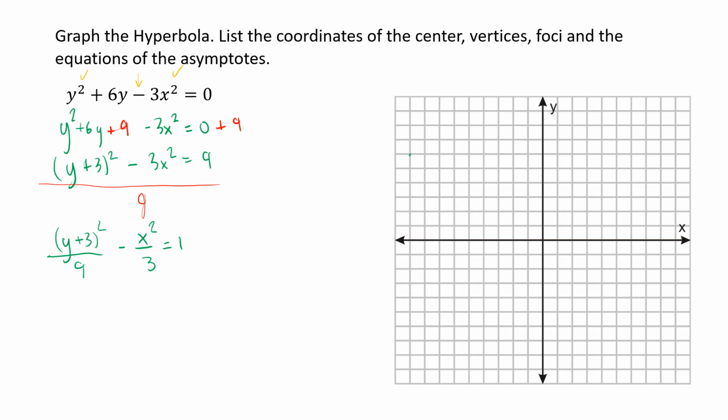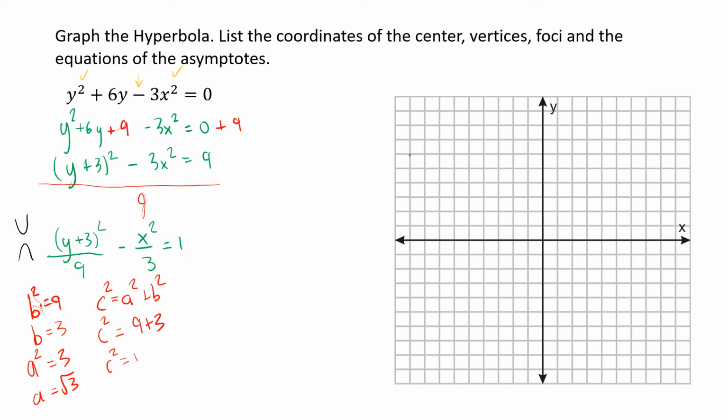So right away the y term is positive, so I know this is going to be an up and down hyperbola. I know that b squared is 9, so that means b is going to be 3. I know that a squared is 3, so a is going to be the square root of 3. And if I wanted to find c, which I do, c squared is just a squared plus b squared. So c squared is going to be 9 plus 3. C squared is 12. And c would just be 2 root 3 then.